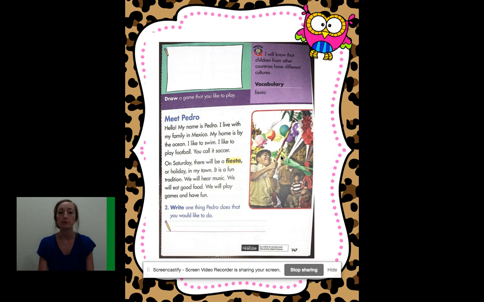Meet Pedro. Hello, my name is Pedro. I live with my family in Mexico. My home is by the ocean. I like to swim. I like to play football. You call it soccer. On Saturday, there will be a fiesta or holiday in my town. It is a fun tradition. We will hear music. We will eat good food and we will play games and have fun.